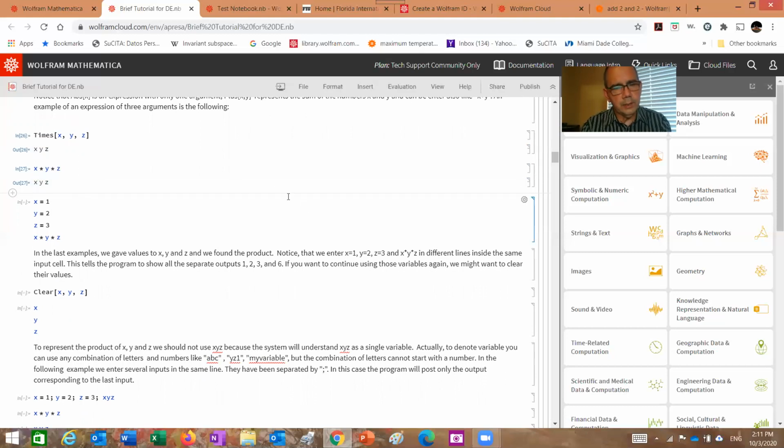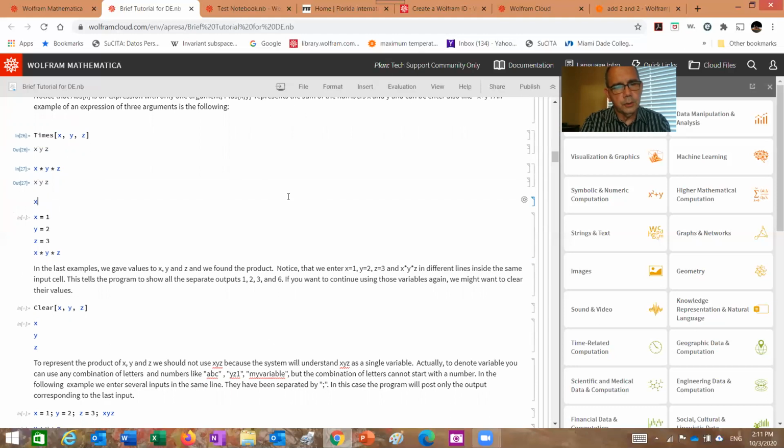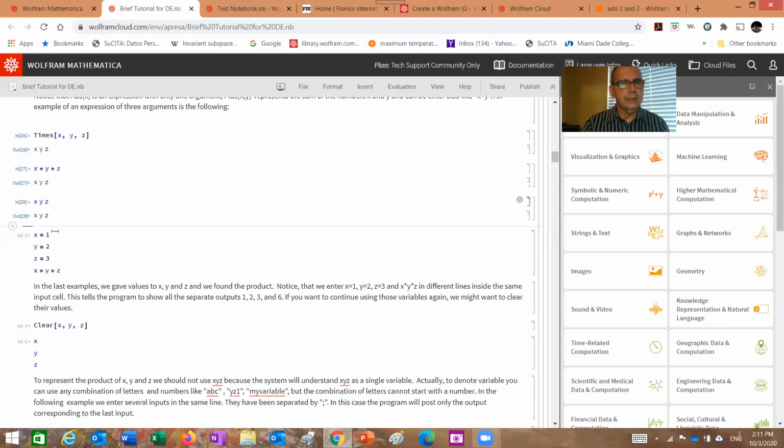There is another way of finding that, which is just entering x space y space z. Then you press enter, and you get x times y times z. Let me show you an example. Notice that everything I write down here on a separate line is going to be like a separate input. In that way, I can enter many inputs together in one cell.